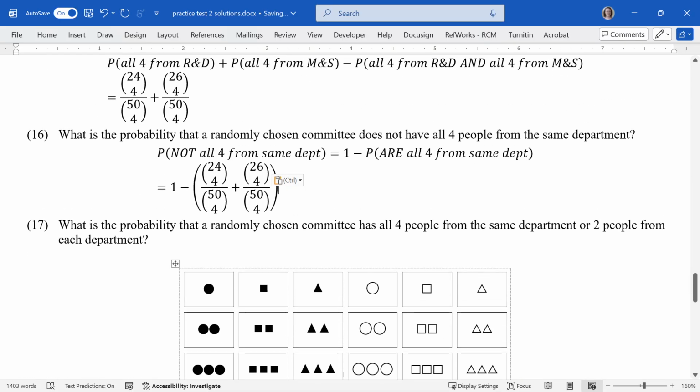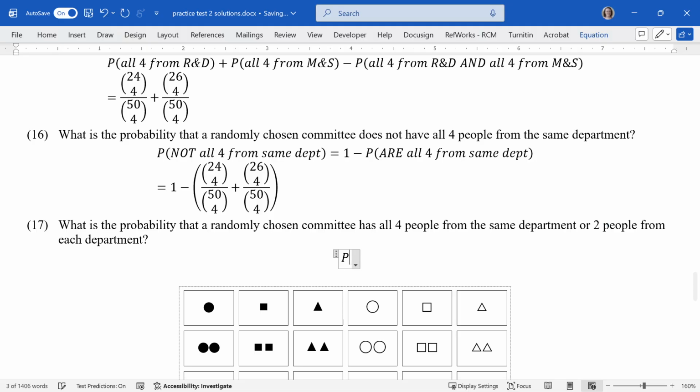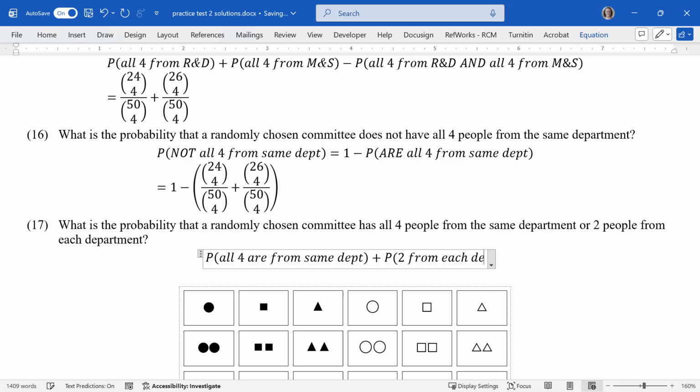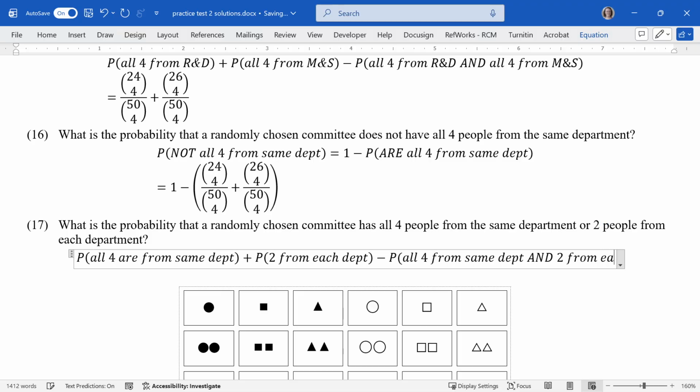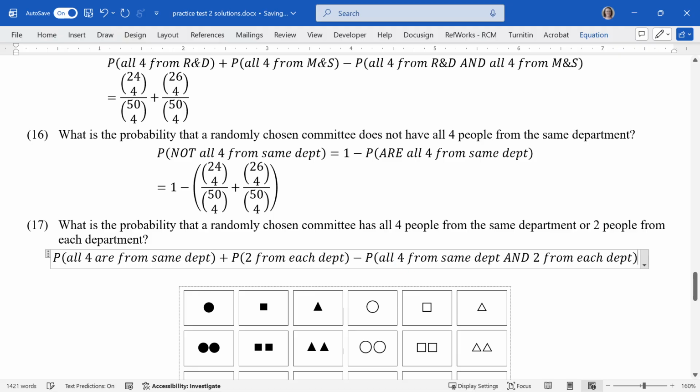All right, last part for the employees. What is the probability that a randomly chosen committee has all 4 people from the same department or 2 people from each department? All right, got an OR event, so I'm just going to approach an OR event the same way as I always do. So this will be probability that all 4 are from the same department plus probability of getting 2 from each department. And then I'm going to do minus probability of both things happening. But I already know, actually, this last thing here, this is impossible, so that's going to be 0.